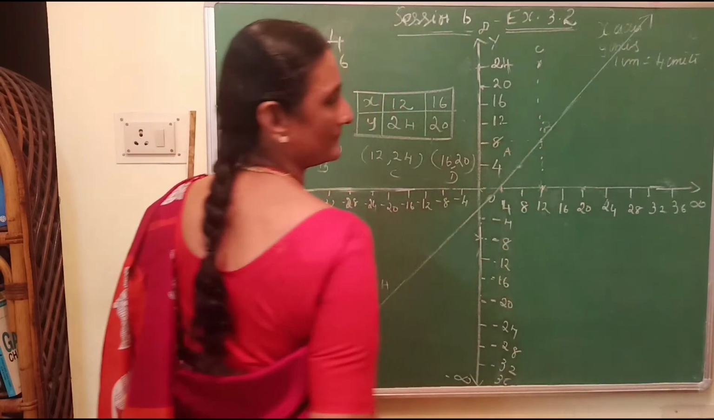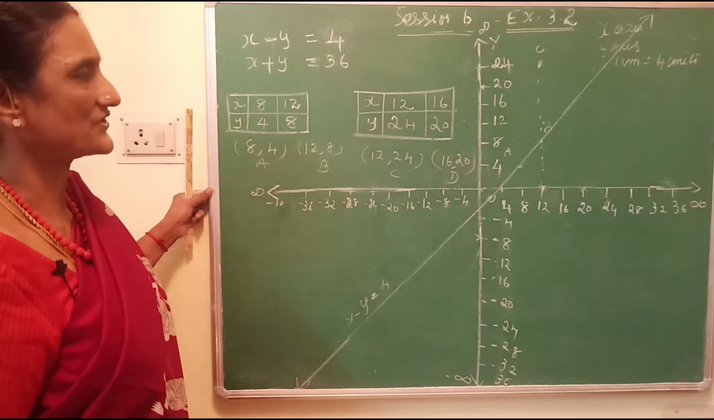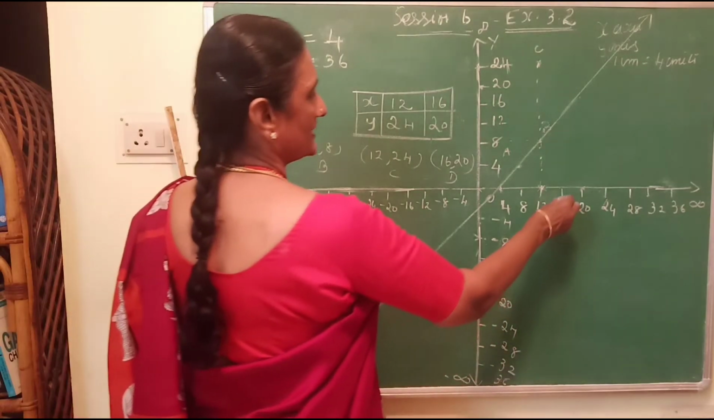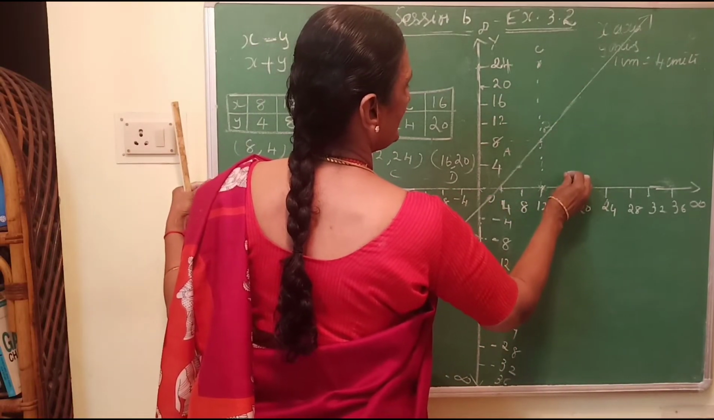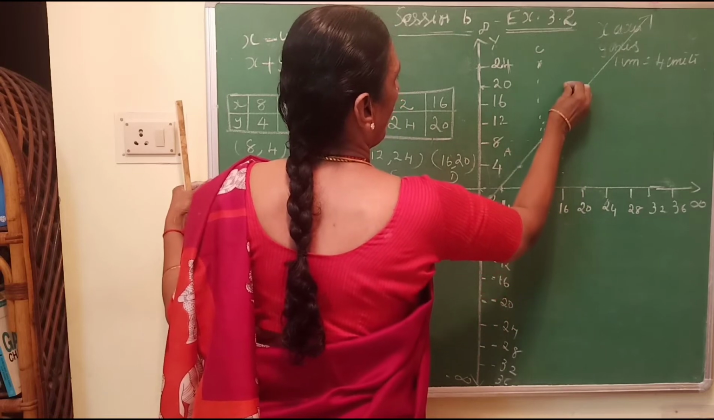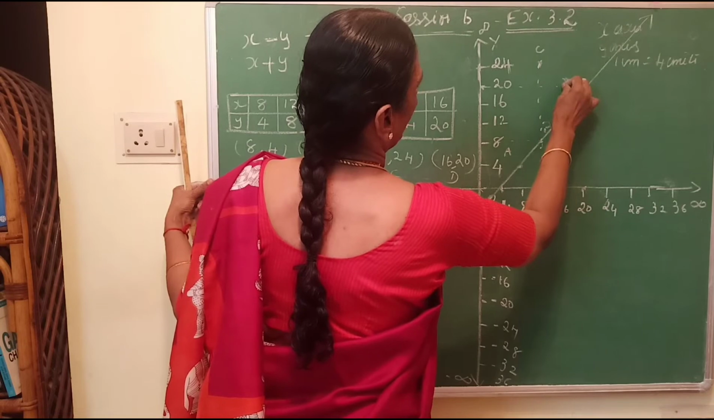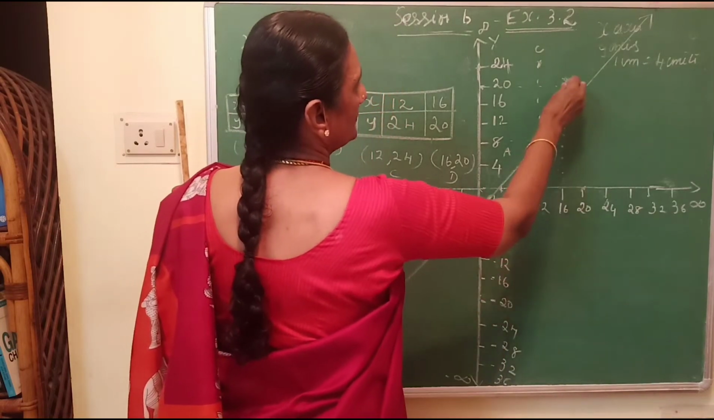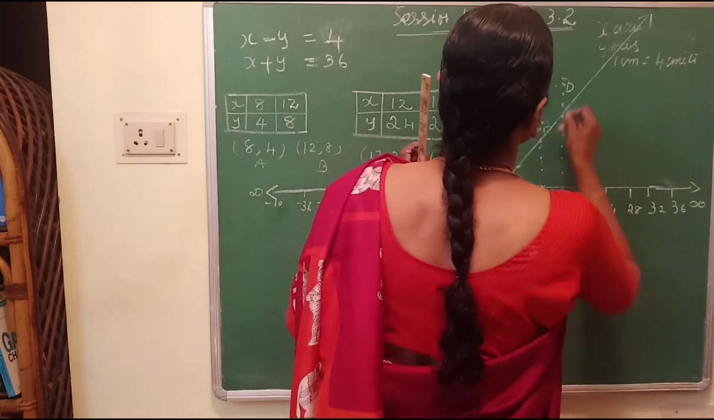This is C. Are you understanding? The second point is 16 and 20. 16 here and 20. So I will extend it. So this is the point. So I am going to mark this point as D. Let me join these 2 points.